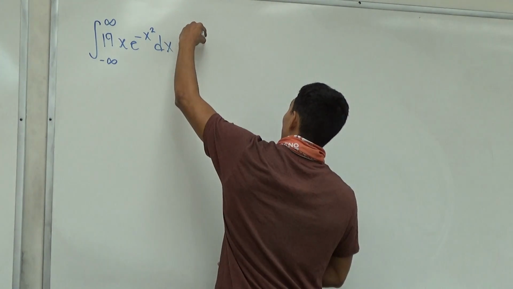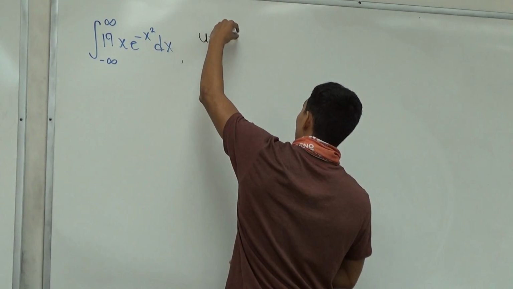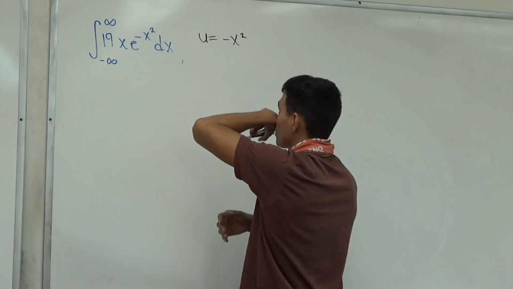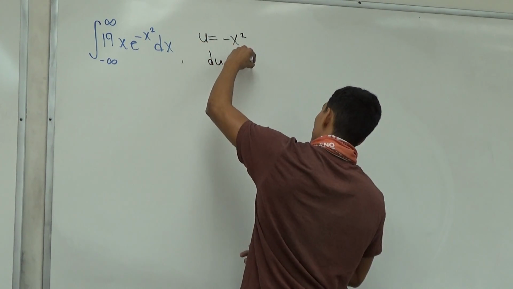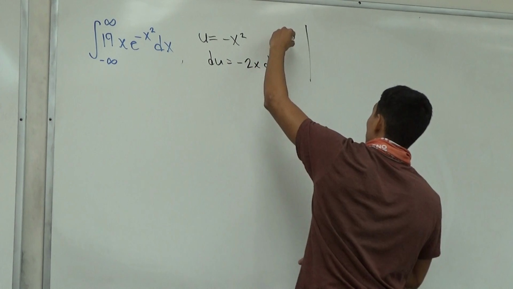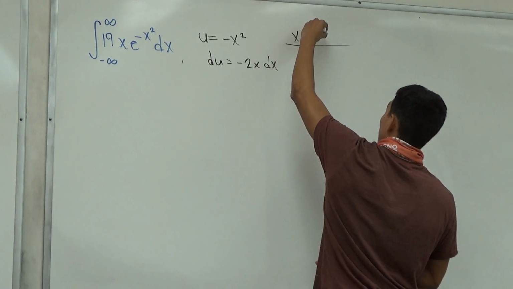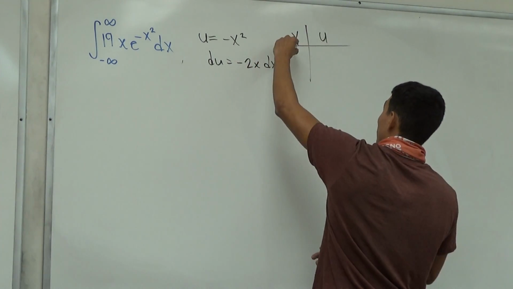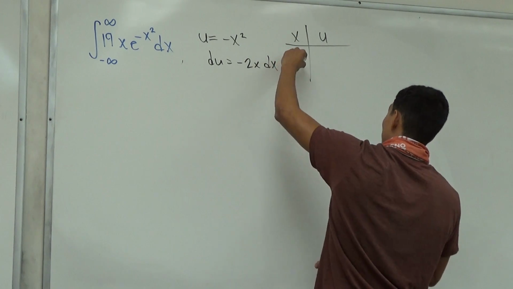Okay, I hate using u, but I'm running low on time, so I can't be fancy. u is equal to negative x squared. du is equal to negative 2x dx. Changing your bounds, we go from x to u, so infinity to negative infinity.